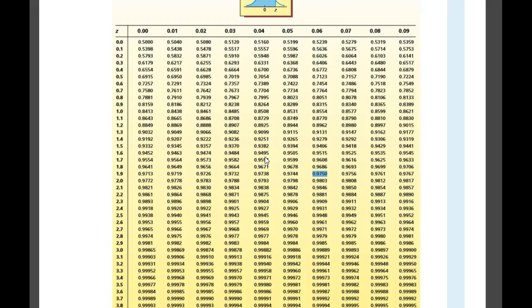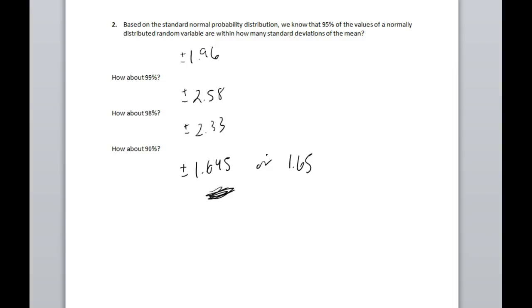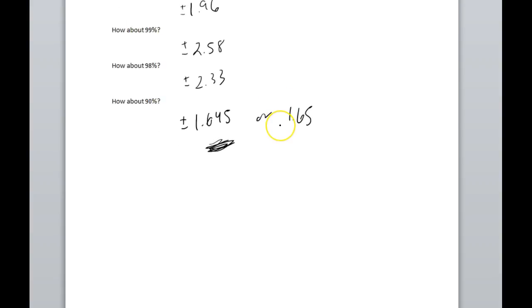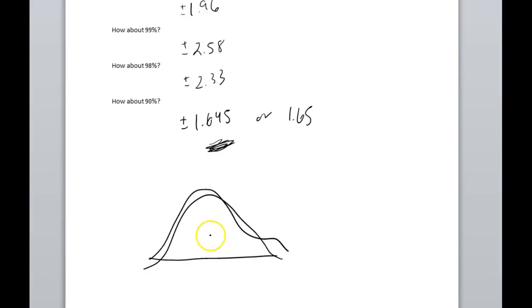Okay, so we are at the z-table. Which one do we want to find? Let's find 99%. The way that we think about this, we want to find the z-value for 99%. We go and we make our normal curve. That's not very good, is it? Okay, so that's a normal curve supposedly.